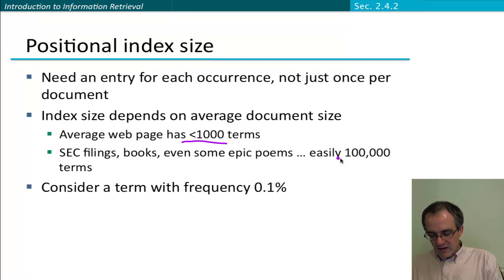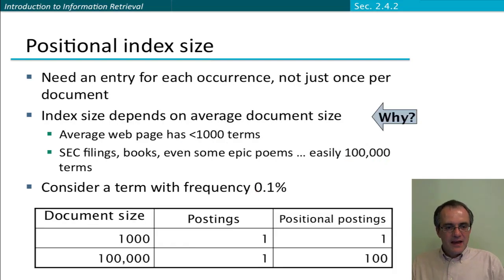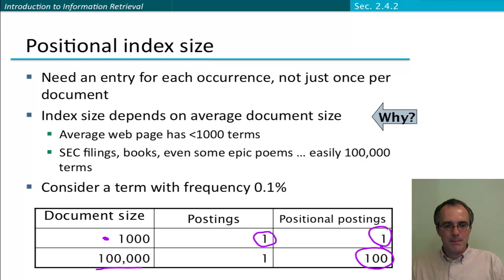But if we have very long documents, then that blows out the size of a positional index rather more. So for example, you can consider a common word with frequency 0.1%. This word occurs 1 word in 1,000 on average. And so, if you have a document of average length 1,000, then we're getting no blowout really from going to a positional index, because there'll only be one position being recorded. But if documents are really long, then we might be getting 100 times blowout in the size of the positional index.